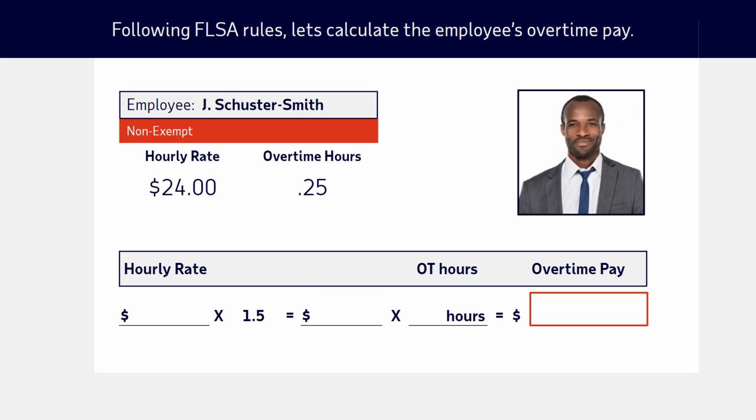Mr. Schuster-Smith is a non-exempt employee with an hourly rate of $24. He worked 0.25 overtime hours this work week. What will his overtime pay be? First, let's plug in what we know. We know Mr. Schuster-Smith's hourly rate is $24, and we know he worked 0.25 overtime hours. Then we multiply the hourly rate of $24 by 1.5, which is time and a half. This equals $36. Last, multiply $36 by 0.25 hours, which equals $9. So Mr. Schuster-Smith's overtime pay is $9.